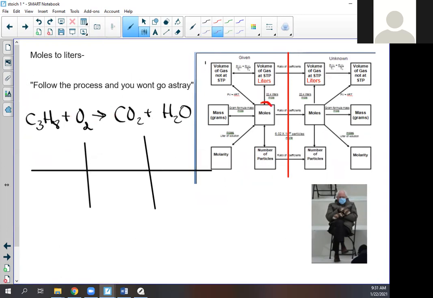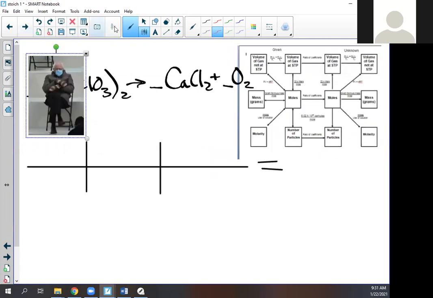Sometimes these problems give you moles and ask for liters. The one we just did gave me liters and asked for moles. The next one, okay.